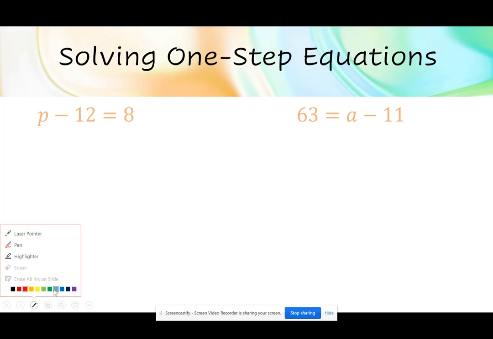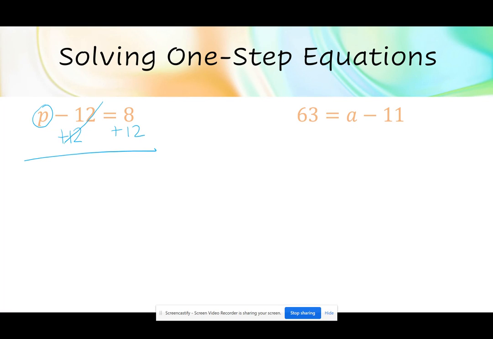Next, we will look at subtraction. To undo subtraction, you have to add. So here we want this p by itself, so we add 12 to both sides. It cancels out. We're left with p equals 20. Checking: 20 minus 12 equals 8. 20 minus 12 does equal 8, so it's true.